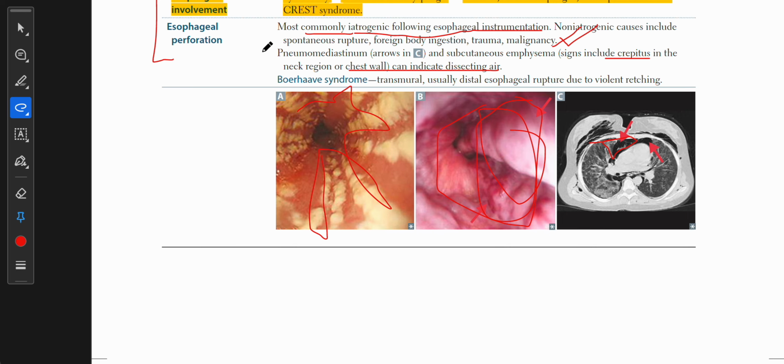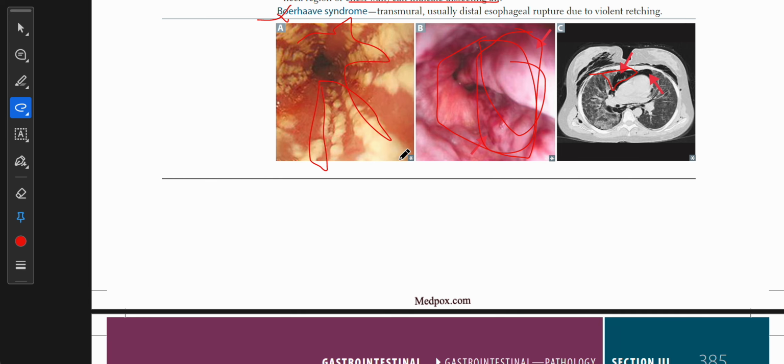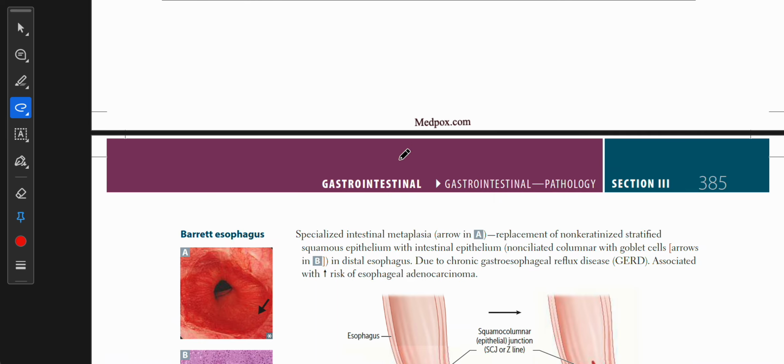So another one here is Boerhaave syndrome. Boerhaave syndrome is a transmural, usually distal esophageal rupture due to violent retching that can occur. Okay, that is the common sense we have to apply.